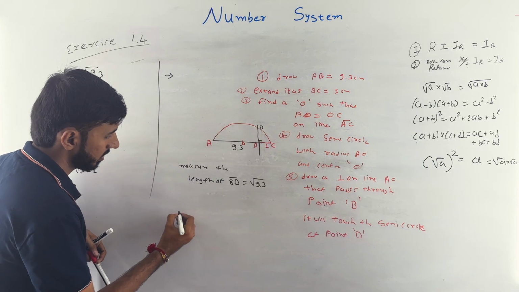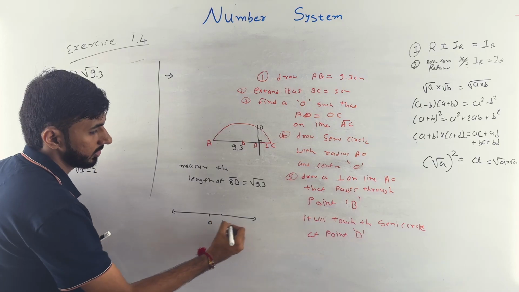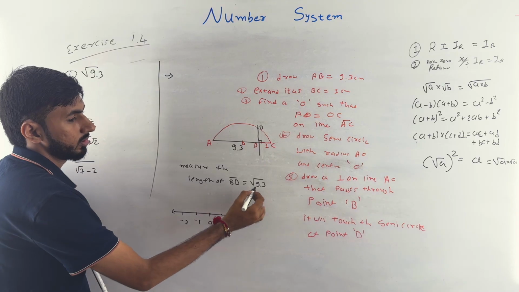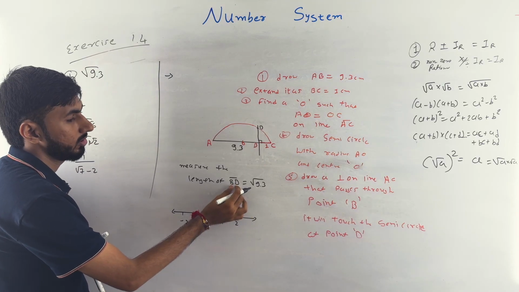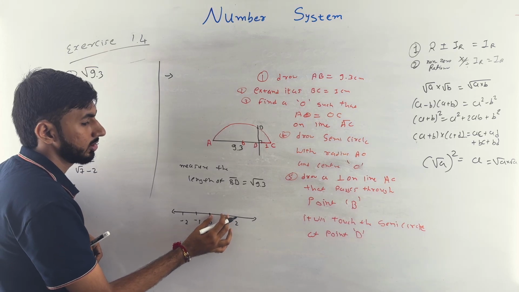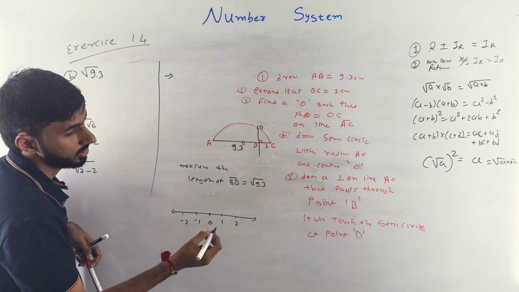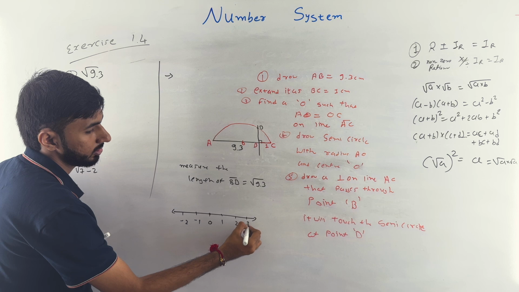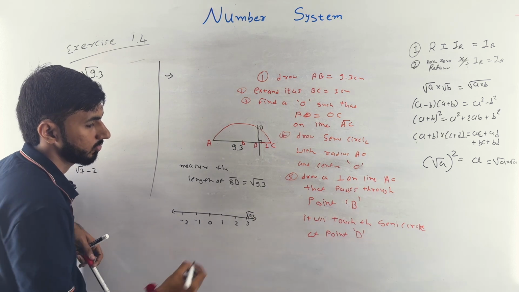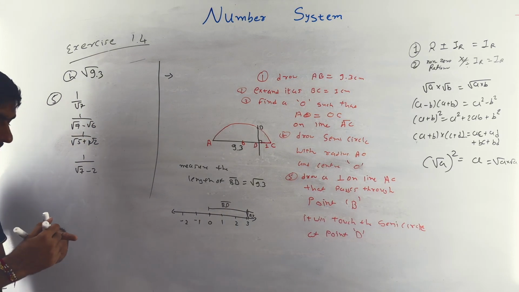Now draw a number line in which you mark the point 0. Here we have 1, here we have 2, here we have -1, -2. Now we have already found the measurement of length BD. Just mark that length on your scale from 0, to the point where the length of BD stops. It will come somewhere around here, and that is our square root of 9.3. This is the length of BD. So it is very simple.